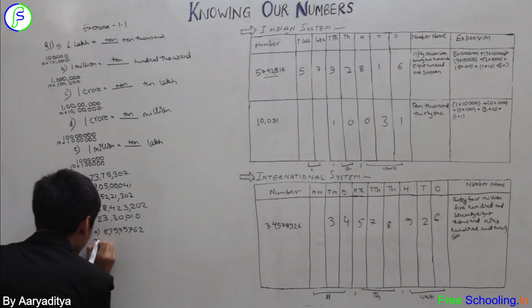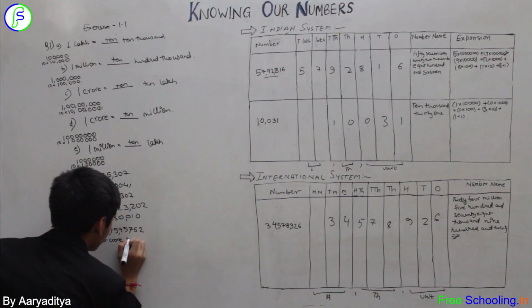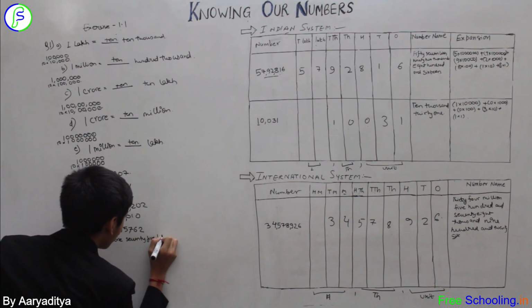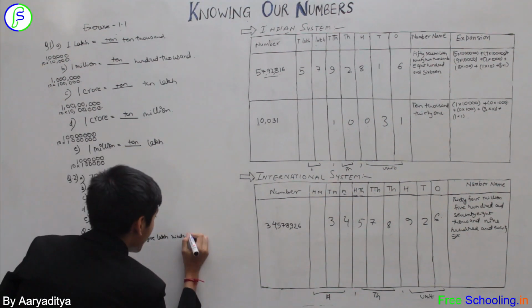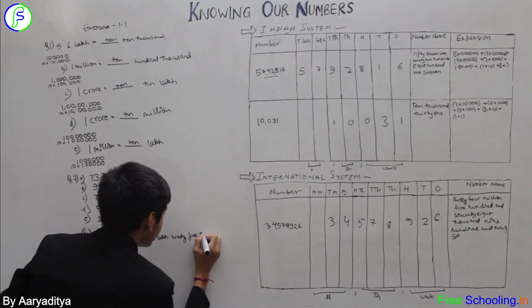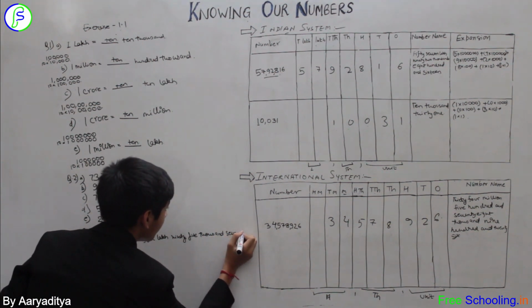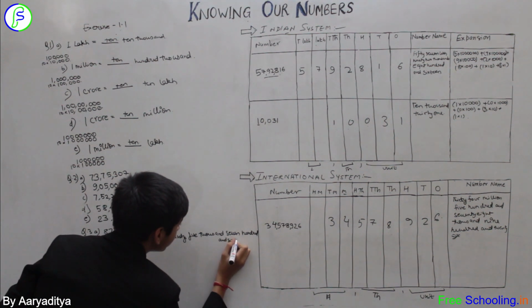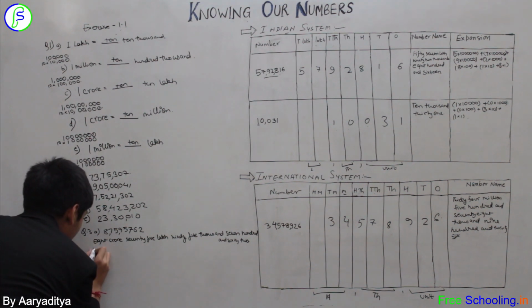Now let us write the name of the number. It is 8 crore 75 lakh 95,762. So this is the number name. Now let's get on to the other part.